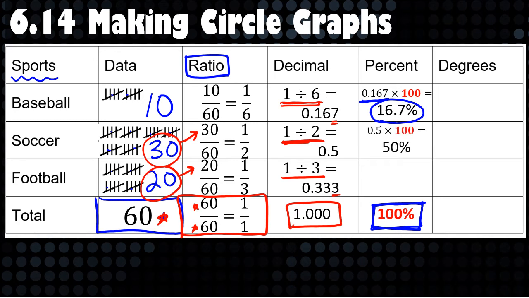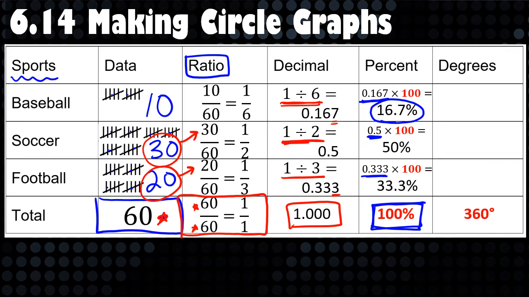So I can keep doing the same thing. So soccer, I took my decimal times 100, giving me 50%. So just how I said that 1/2 of the people chose soccer, I can say that 50% of the people chose soccer. So I'm saying the same thing, just using some different terms. And then for football, I'm taking that decimal, multiplying by 100. So I have 33.3% of the people chose football.